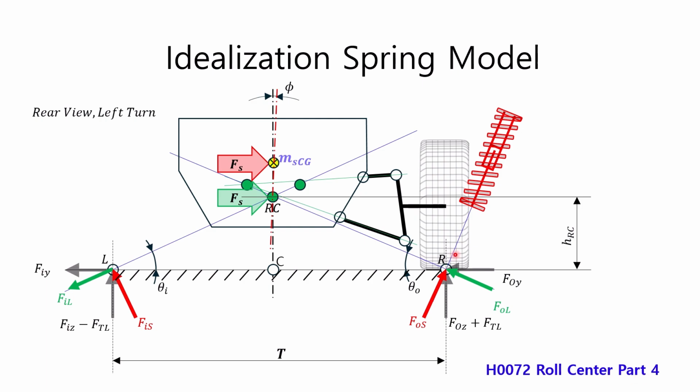The key feature of the idealized spring model is that it separates the forces acting on the tires into the forces acting on the suspension links and the forces acting on the springs. When a lateral load acts, the moment caused by the sprung mass about the roll center is transferred to the tire through the spring, and the force Fs acting directly in the lateral direction at the roll center height by the sprung mass is transferred to the tire through the suspension links.